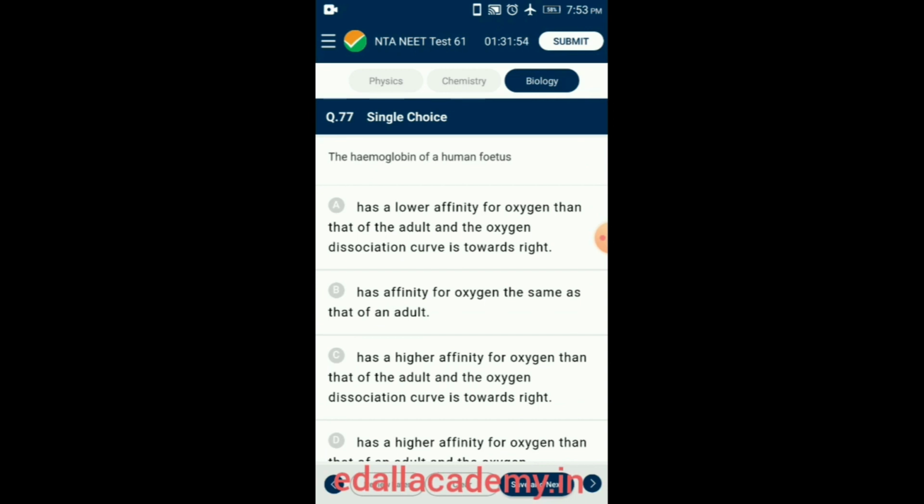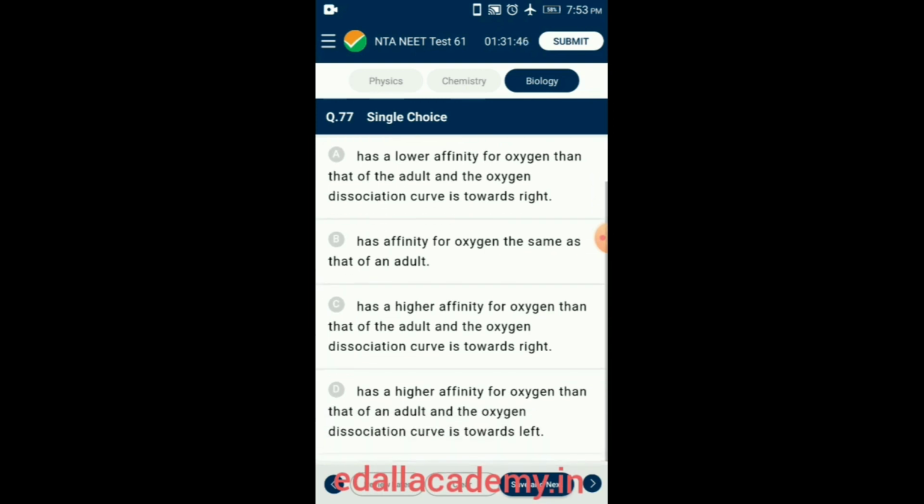Question number 77. The hemoglobin of human fetus. The hemoglobin of human fetus has higher affinity to oxygen than that of the adult. Hemoglobin is a group of globular proteins occurring widely in animals as oxygen carrier in blood. As a result, the oxygen dissociation curve shifts towards the left. So the answer for this question is option D. It has a higher affinity for oxygen than that of an adult, and the oxygen dissociation curve shifts towards the left.